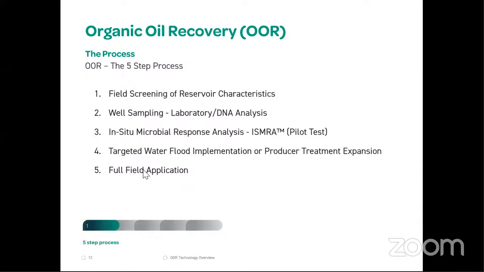So basically, organic oil recovery is a 5-step process that shows how this technology works, from the start of the discussion to the implementation on the full field. It's very easy to do a field screening of the reservoir characteristics. We have our own parameters for the reservoir. By screening the reservoir, we can see whether this field will work or not.